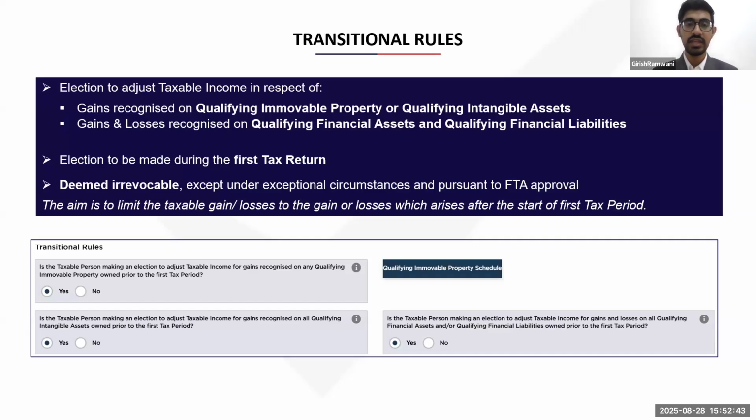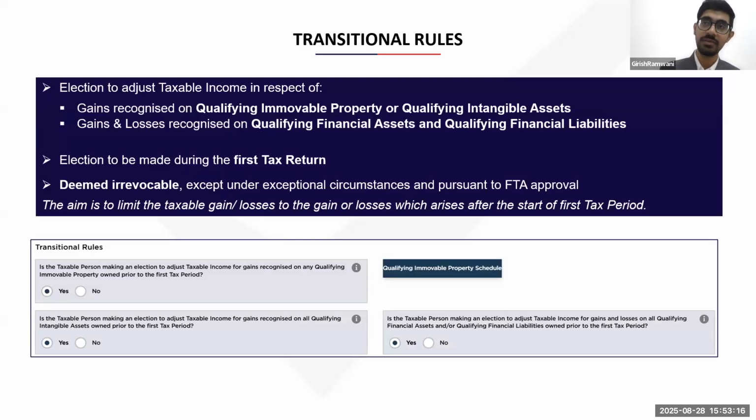That means any pre-tax period before 2024, whatever gains or losses you would have accrued, but they are getting recognized in your financial statements now in this year. In that case, there is an option to exclude such gains from your taxable income. Now, what are the assets? One is gains recognized on qualifying immovable property or qualifying intangible asset. The next is gains and losses recognized on qualifying financial assets and qualifying financial liabilities.